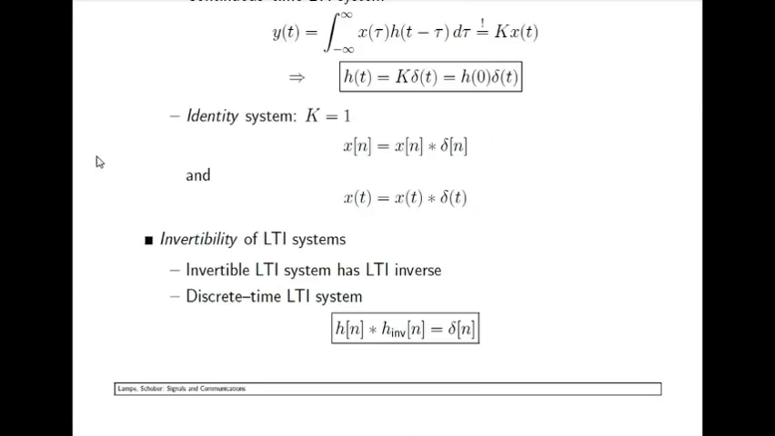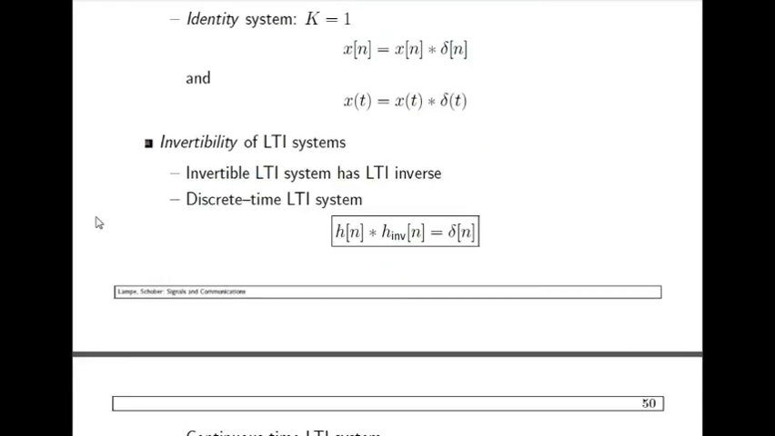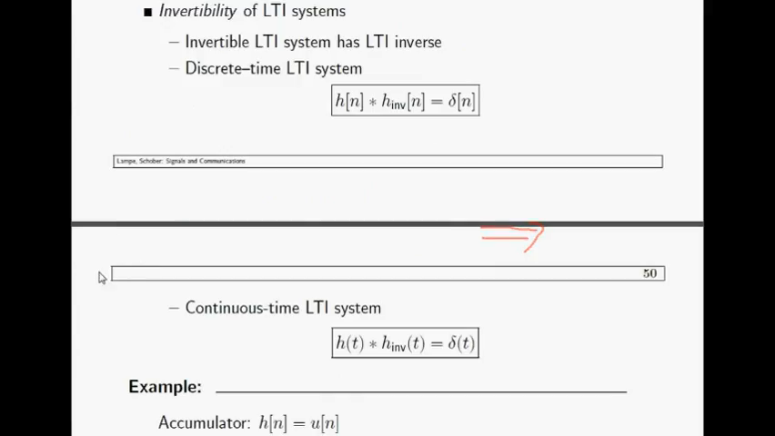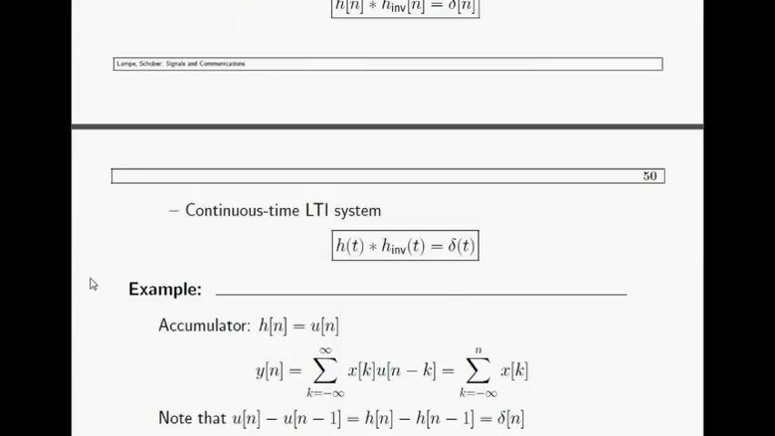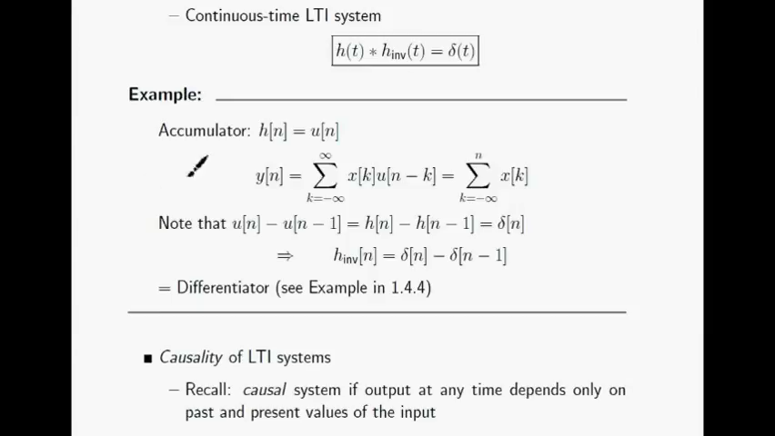Now let's check the invertibility of LTI systems. An invertible LTI system has an LTI inverse. So for invertibility, this statement is the main statement for the invertibility property, which says that the convolution of the inverse system and the original system will result in a unit impulse. Similarly for the continuous time case. So now let's see an example.